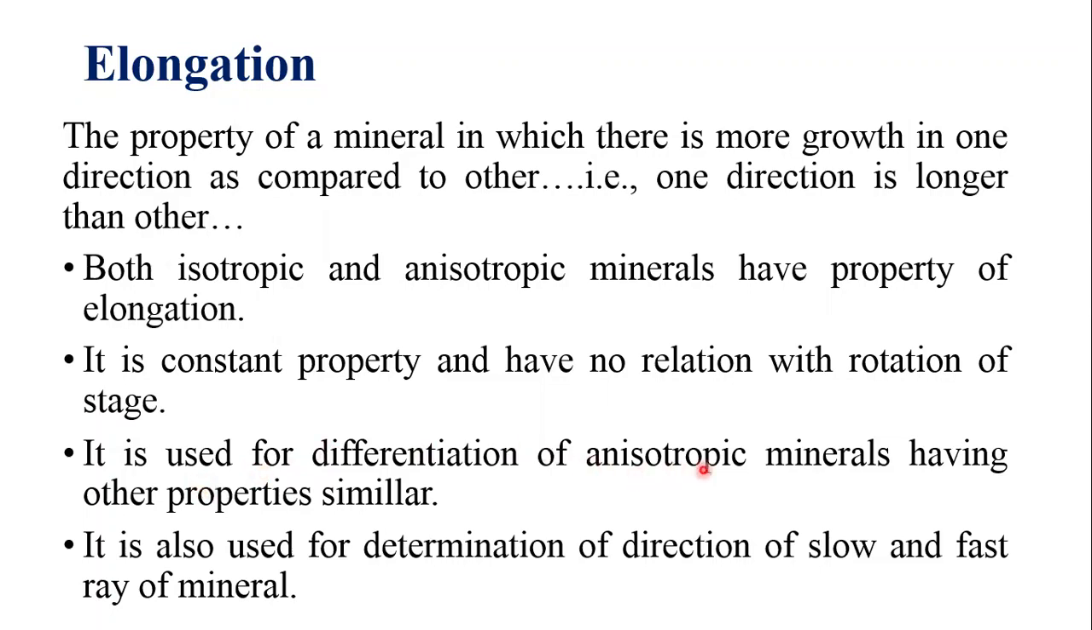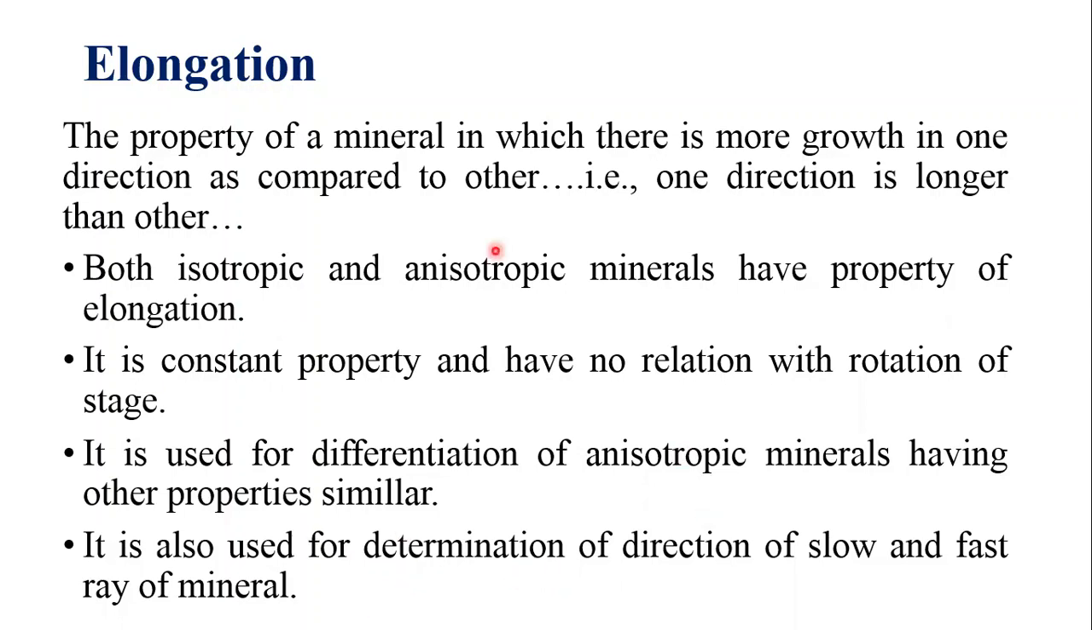Elongation is used for differentiation of anisotropic minerals having other properties similar. As each mineral has its own distinct elongation, with the help of elongation we can differentiate minerals from one another. Elongation is also used for determination of direction of slow and fast ray of a mineral. Like compensation, elongation can also help us in determination of direction of slow and fast ray of a mineral.